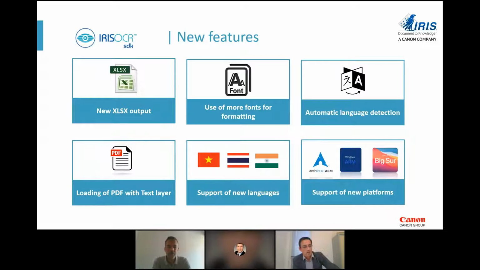And finally, the team has also spent a lot of time supporting new platforms. The first one is Linux ARM, the second one is Windows ARM, and finally the latest macOS, the Big Sur OS, that we are supporting. So as you see, we are very busy developing new features inside of our OCR SDK.